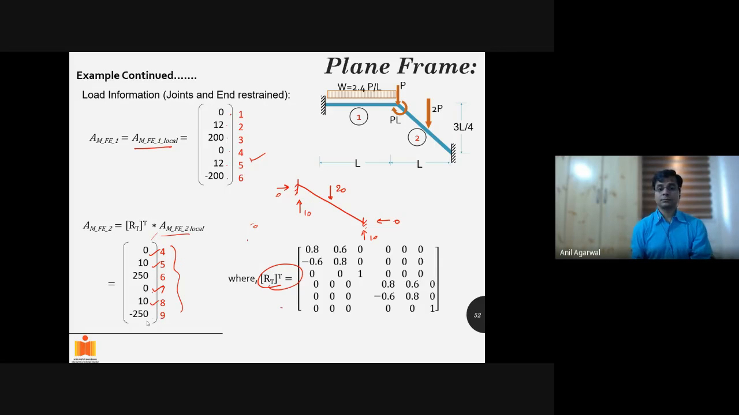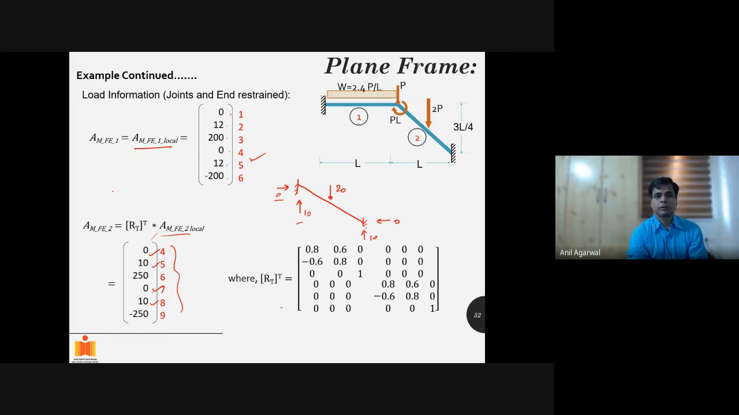Make sense? So we could have directly calculated the fixed end moments in the global coordinate system. Still, we would have got the same answer, 0, 10, 250, 0, 10, 250. But somehow, even after transformation, you got the same answer. Make sense? Were you able to follow what we did?